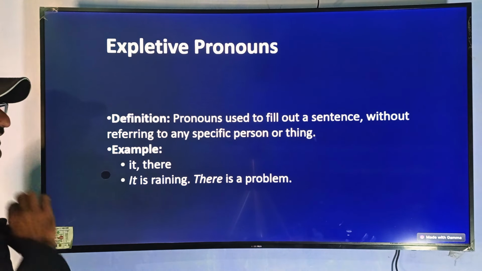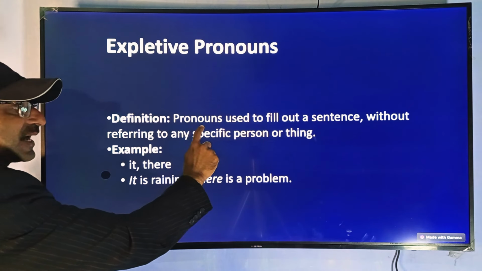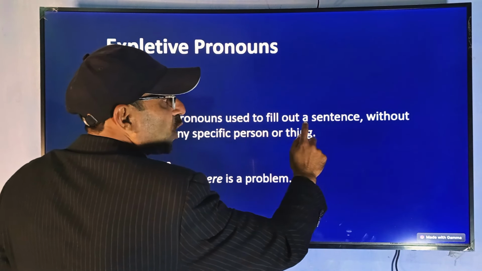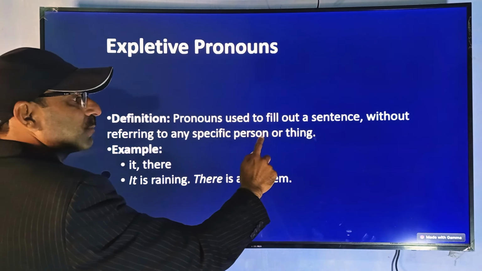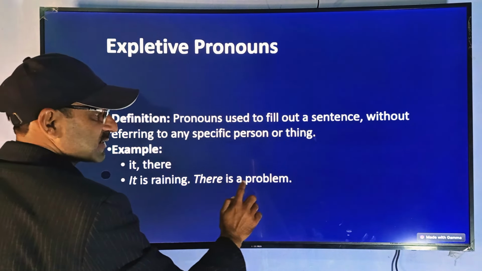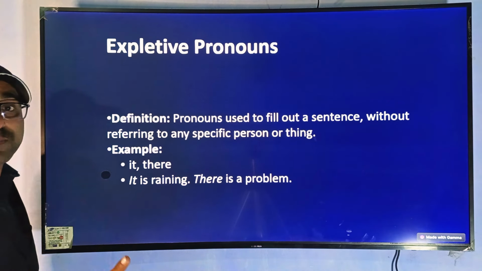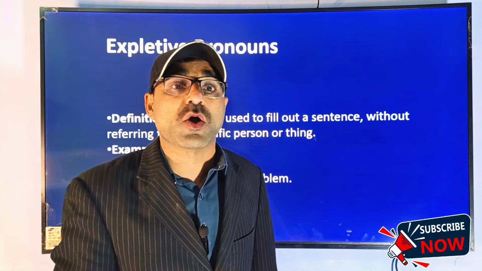Another type is the expletive pronoun. What is the expletive pronoun? The definition is pronouns used to fill out a sentence without referring to any specific person or thing. For example: it is raining, there is a problem. There is also used as an expletive pronoun.